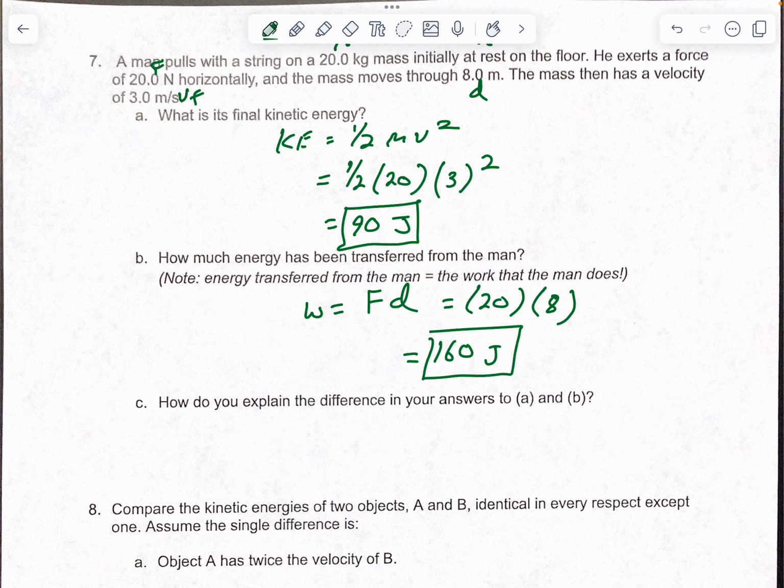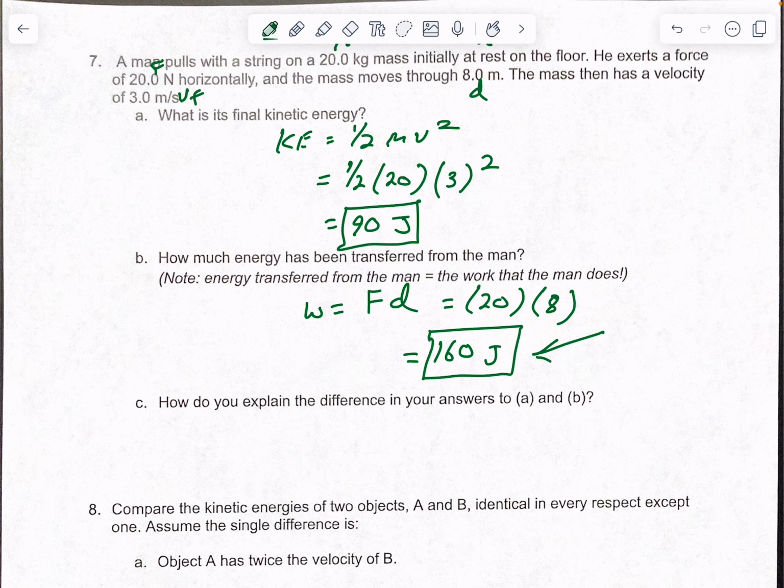Okay, now, typically what we have is it would be called conservation of energy. There's a discrepancy here because the man's putting in 160 joules of work, but there's only 90 joules of kinetic energy coming out in the end. Okay, so that means C, it says, how do you explain the difference in your answer between A and B? Okay, so in a perfect world where there isn't things like friction and stuff, okay, then we wouldn't have to worry about it. But if I'm applying 160 joules of work, so even if there's friction there, the man is still applying this much work.